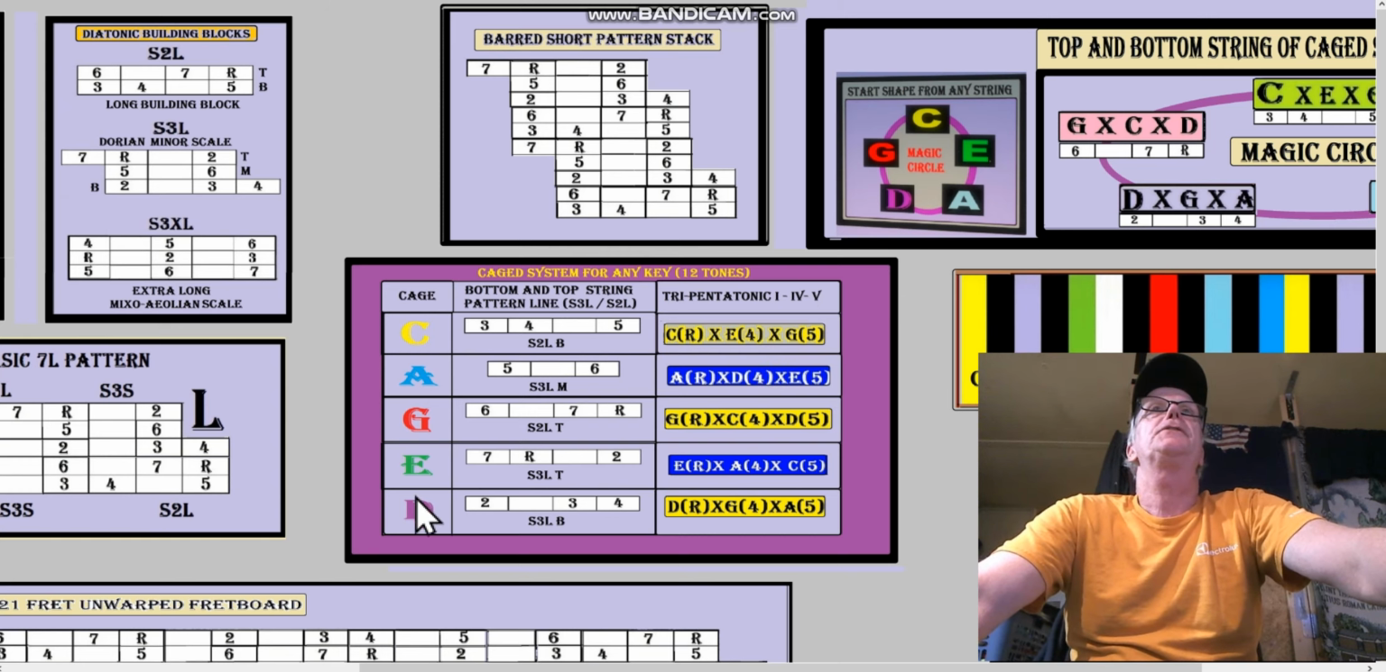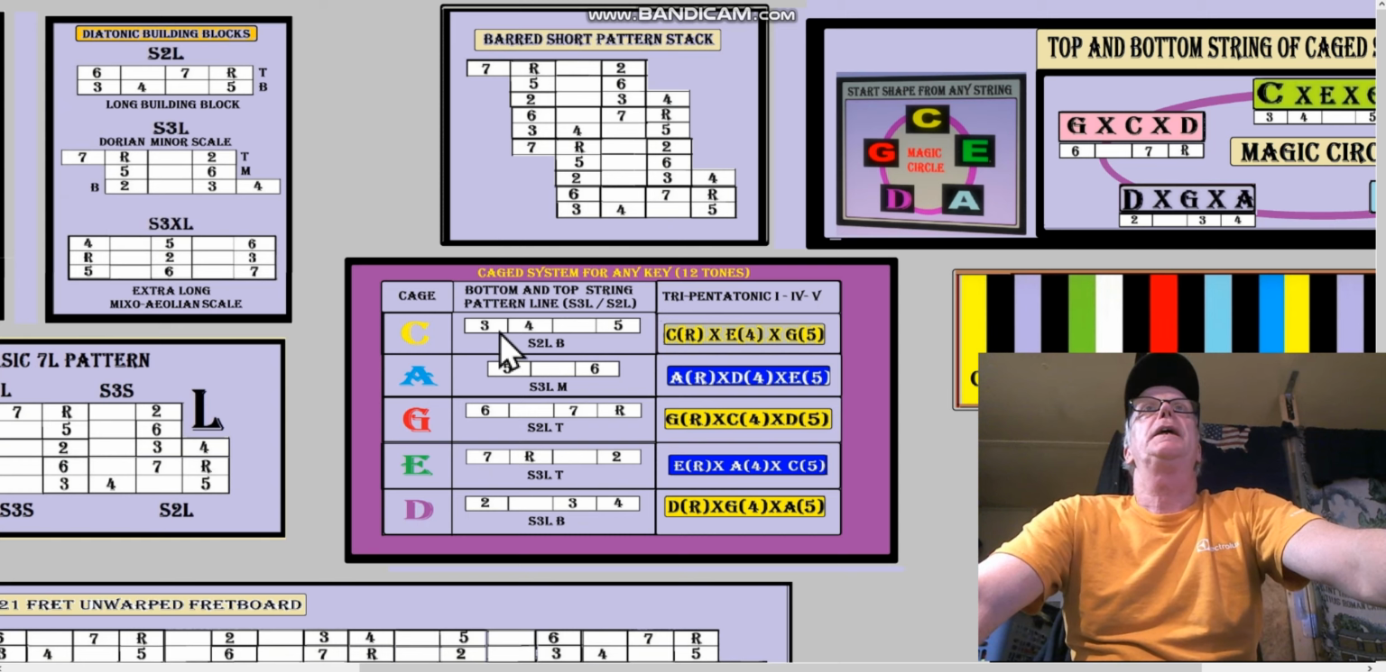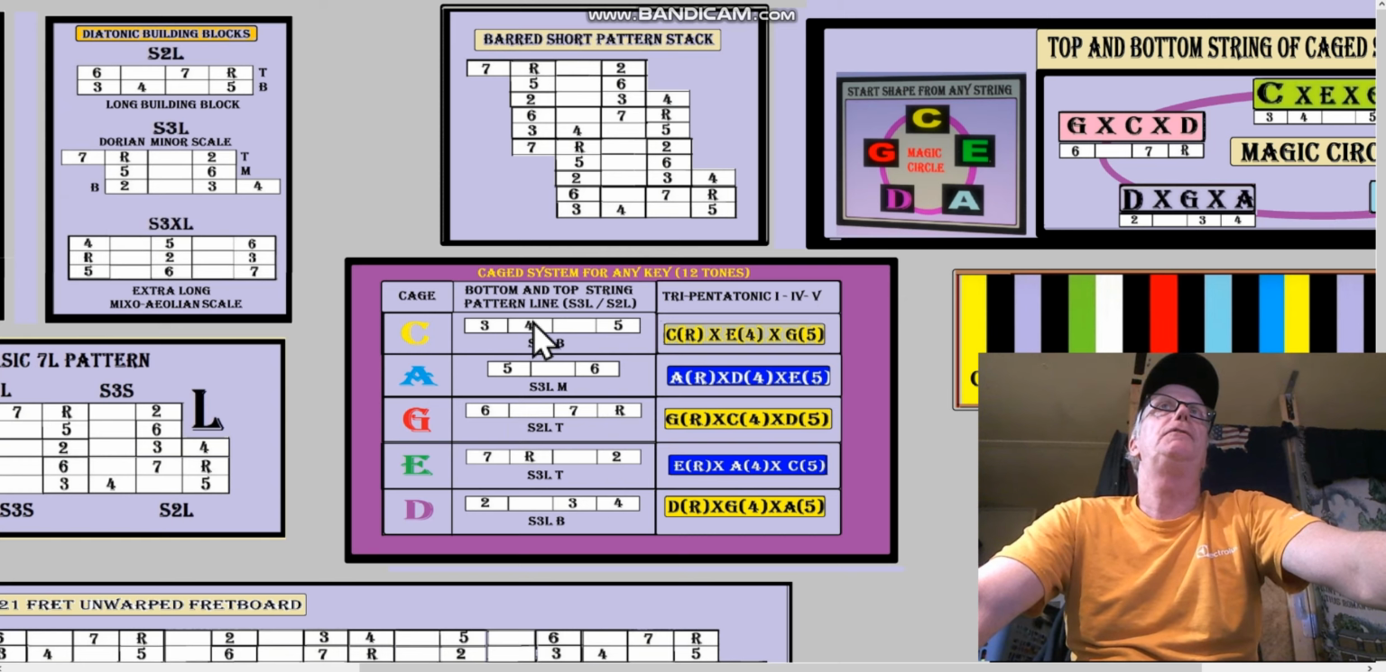So the CAGED system, I said that C starts on the E note, which would be the 3rd, A starts on the 5th, G starts on the 6th, E starts on the 7th, and D starts on the 2. Well, guess what? If you're playing a pentatonic or a diatonic scale, remember, for the pentatonic, you just don't play the 4, don't play the 7. You're going to start these patterns.